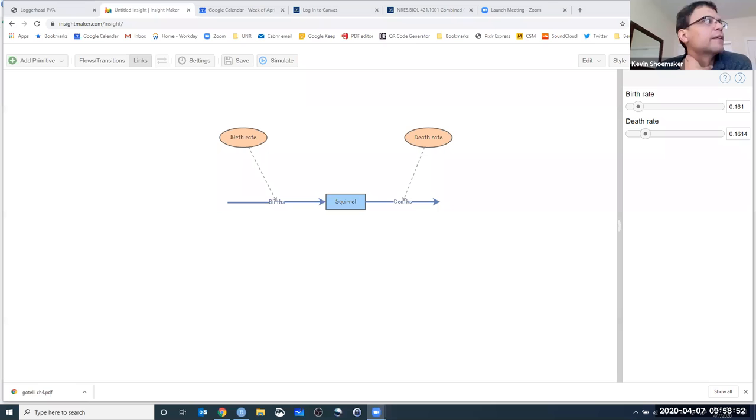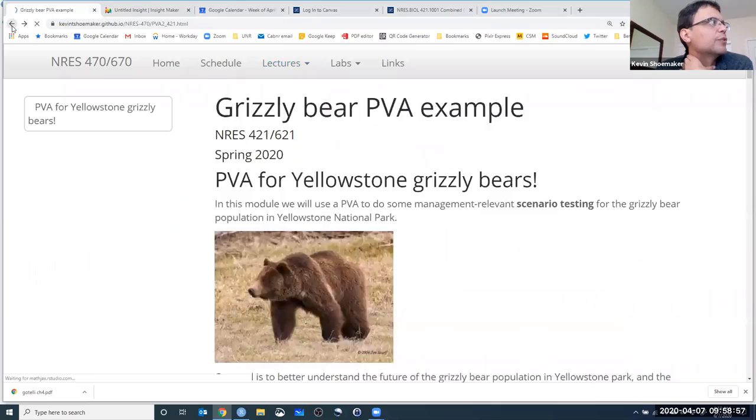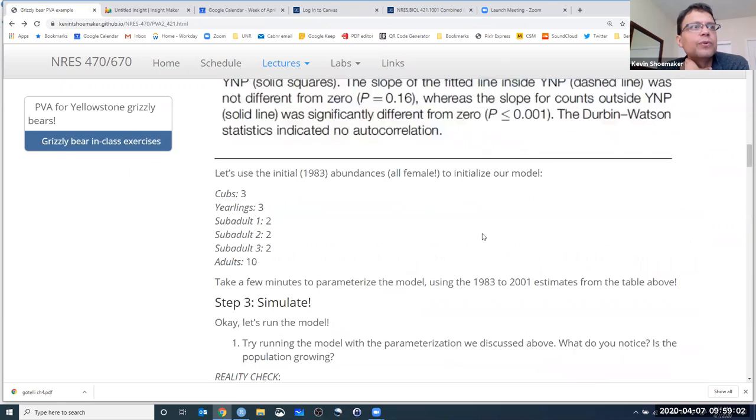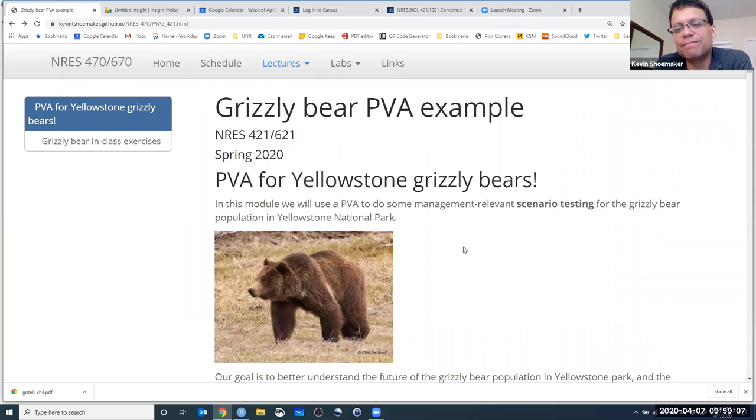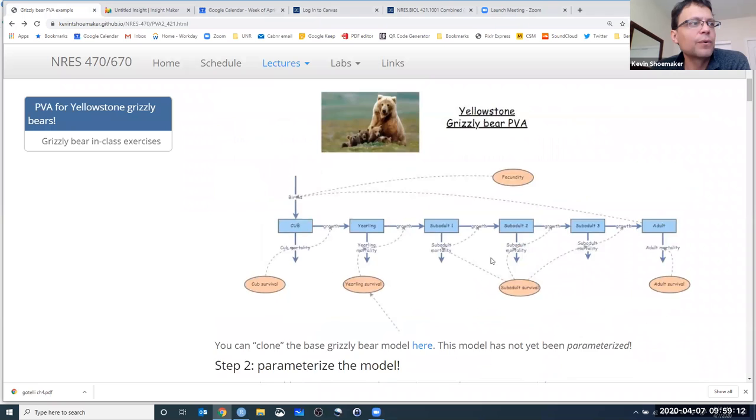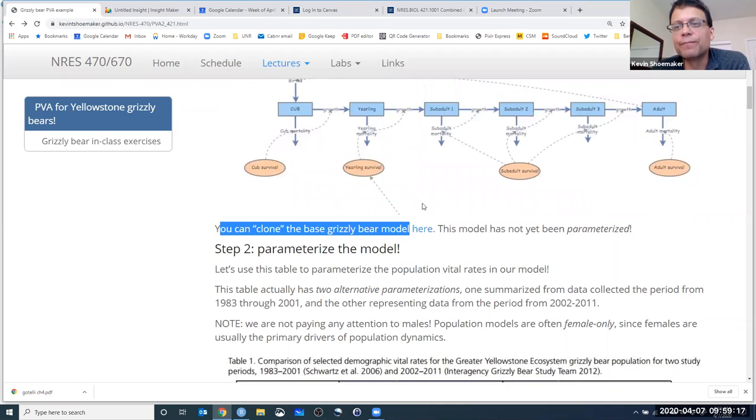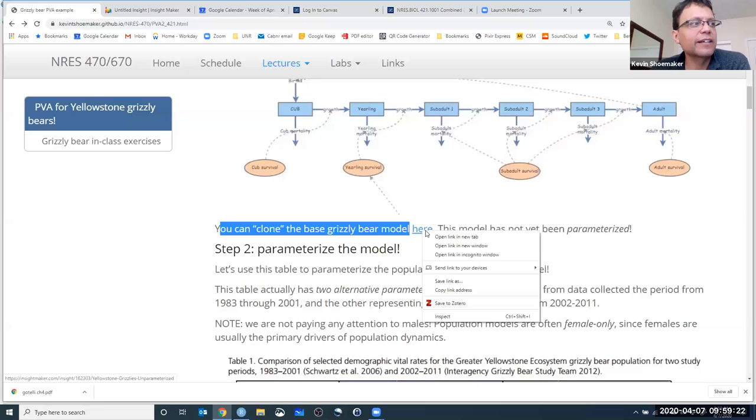I'm going to share screen one more time. All right, so I'm going to go back to the grizzly PVA. You'll see a link to the model for you to load and modify. After the intro, it says you can clone the base grizzly bear model here. Let me explain what cloning means. What you can do is click on this. I'm going to open it in a new tab. If you just click on it, it will just open the model, but I'm going to open it in a new tab so we can go back and forth if we need to.